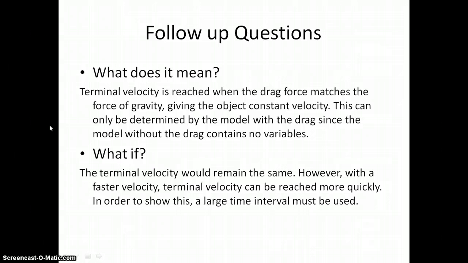So the terminal velocity would be the same if an object was thrown initially downward as opposed to being released from rest. However, with a faster velocity, the terminal velocity can be reached more quickly. In order to show this with our computational model, a larger time interval must be used for that object to reach terminal velocity.